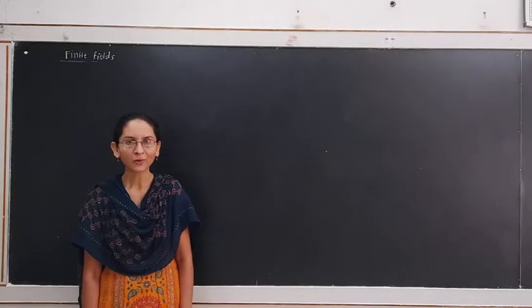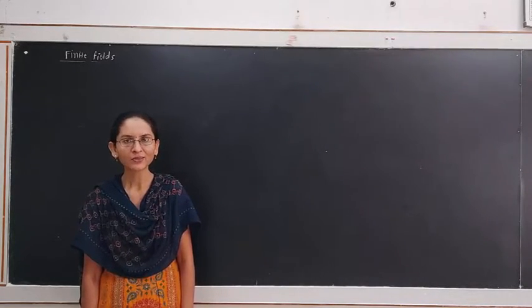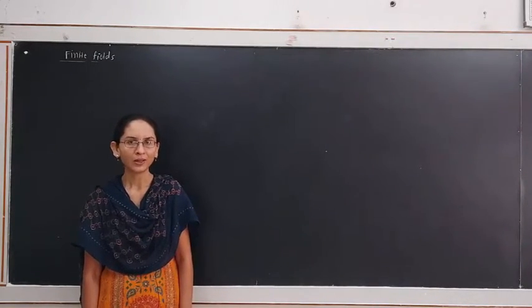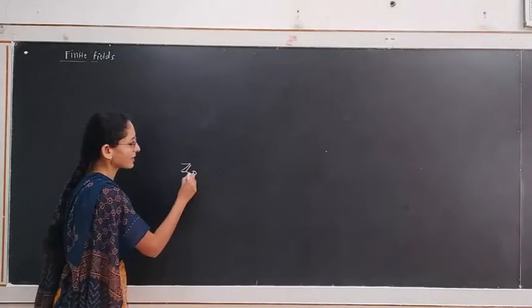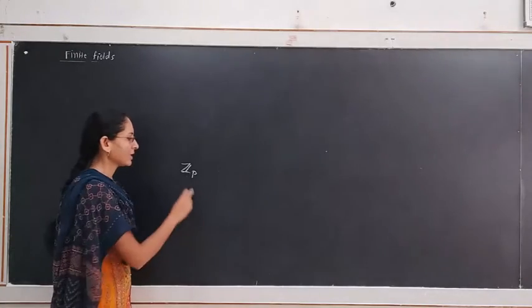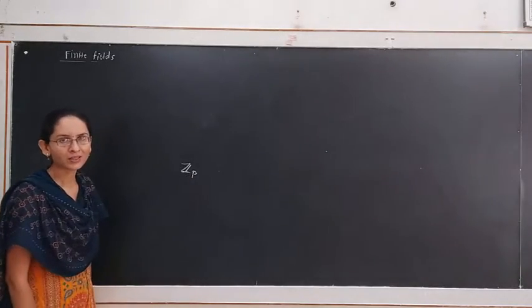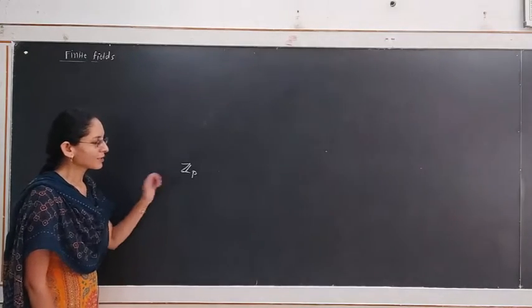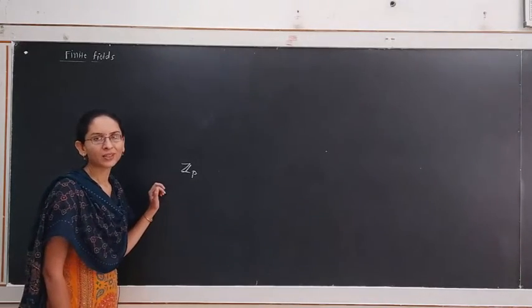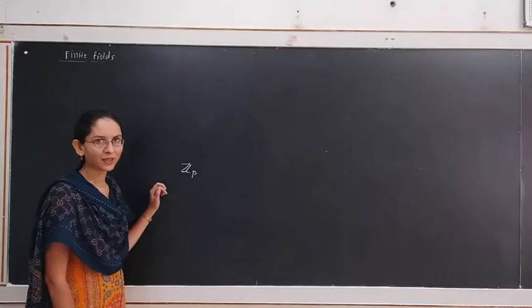The fields that have a finite number of elements are called finite fields. For example, Z_p, where p is a prime, the set of all residue classes modulo p, is a field with p elements. Hence, this is a finite field. We know the characteristic of this field is p, where p is a prime number.